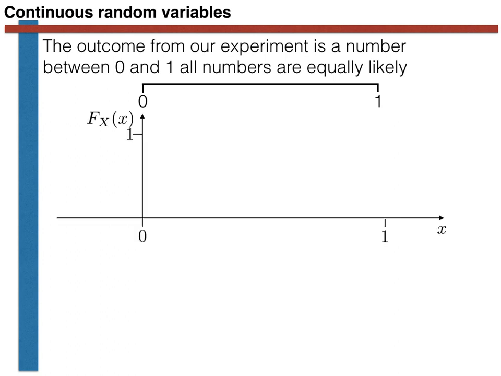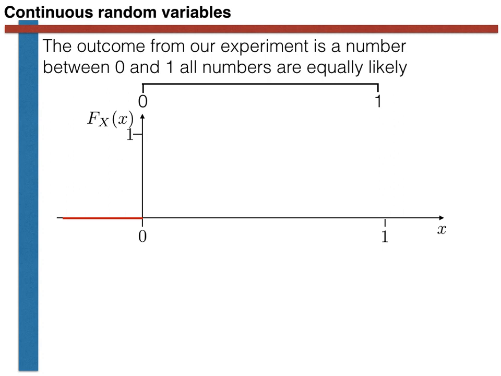Hence, for all x less than 0, there are no outcomes of the experiment in the set formed by taking all outcomes with random variables less than x. Hence, the value of the cumulative distribution function must be 0 for all x less than 0.